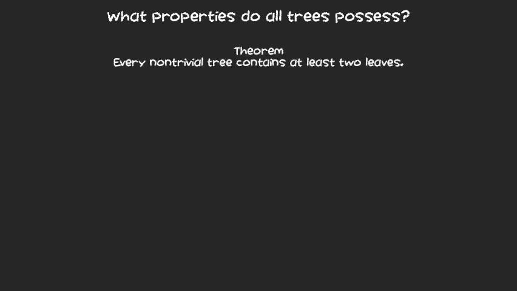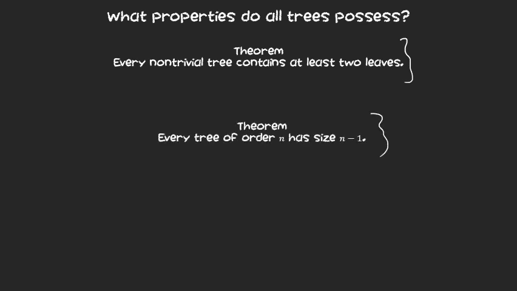So the first one, yeah, we'd like to prove this. Every tree has at least 2 leaves. We're going to use that to prove that every tree of order n has size n minus 1, that result that we saw, that relationship. So we're going to prove that works in general.